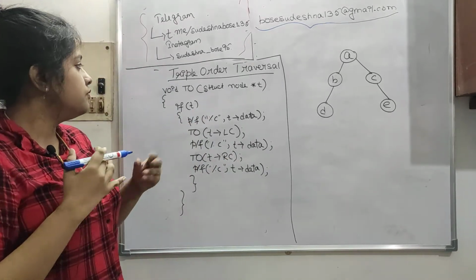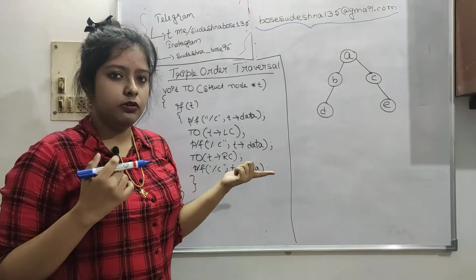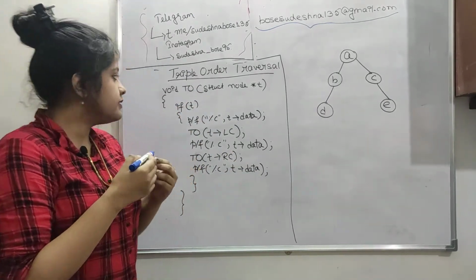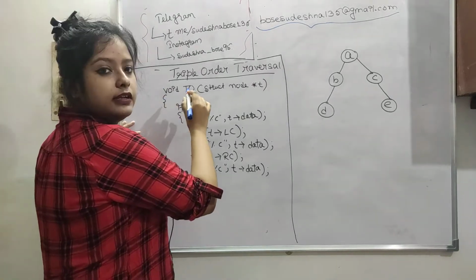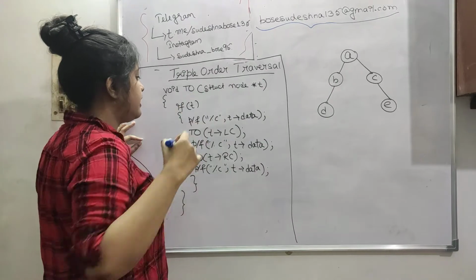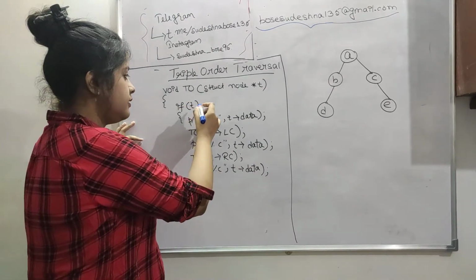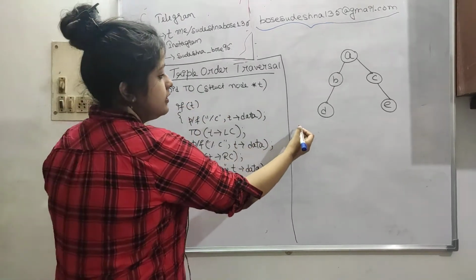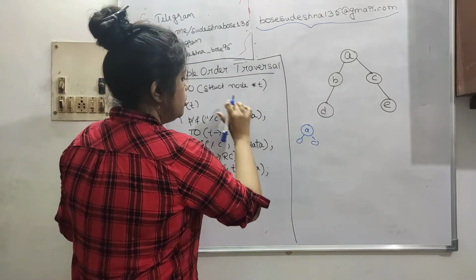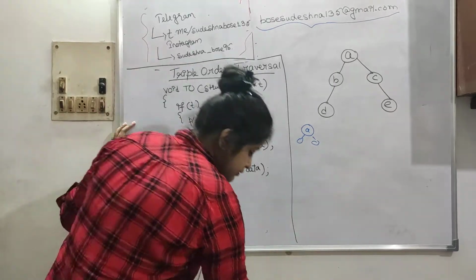So now we have done double order, so now we will move on to triple order traversal. So let's see here. Void TO (struct node *T): if T, same thing like that. If T is true, means T is our tree and T has something, left child, right child, only then we will move on to this, or else we won't.